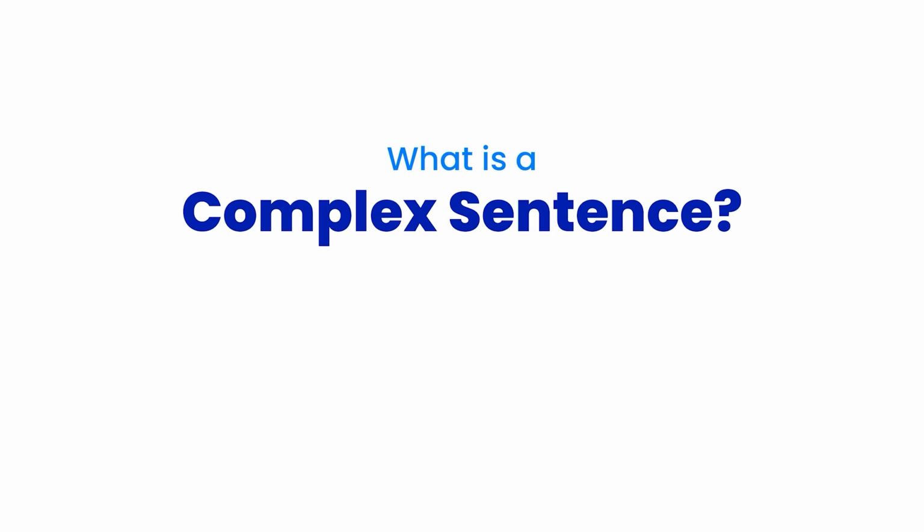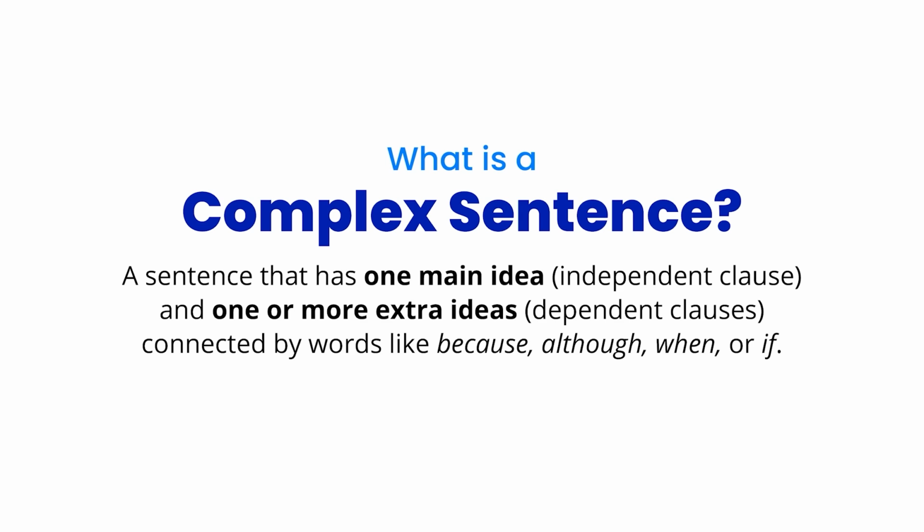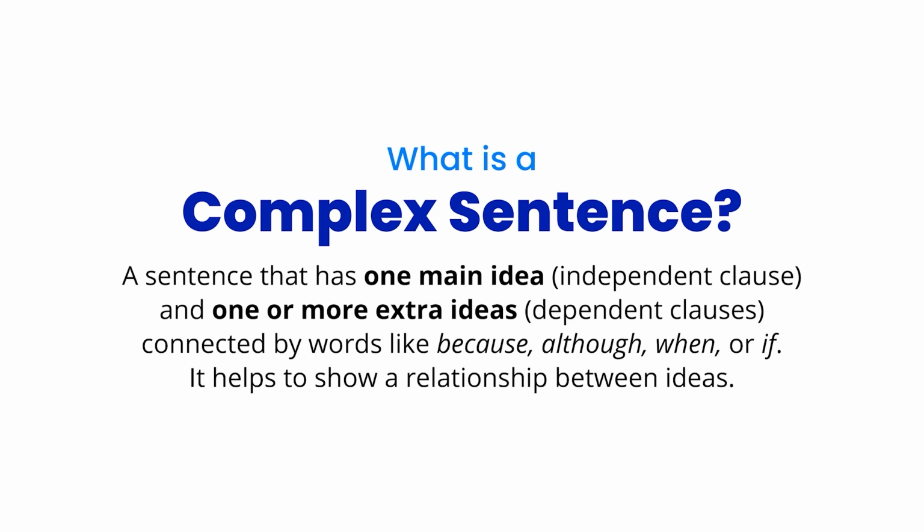All right, let's get started with the lesson today. The first thing we need to do is talk about what a complex sentence actually is. Well, a complex sentence is a sentence that has one main idea, an independent clause, and one or more extra ideas, a dependent clause, connected by words like because, although, when, or if. So the main thing is we've got one main idea, and then we've got one or more than one extra idea. Now, complex sentences help to show a relationship between ideas or how they are connected.